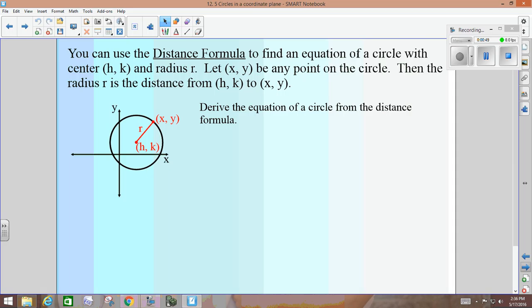We need to find the length of the radius. To find the length of something, you find the distance between its two endpoints. That's why we're going to use the distance formula. Do you remember the distance formula?